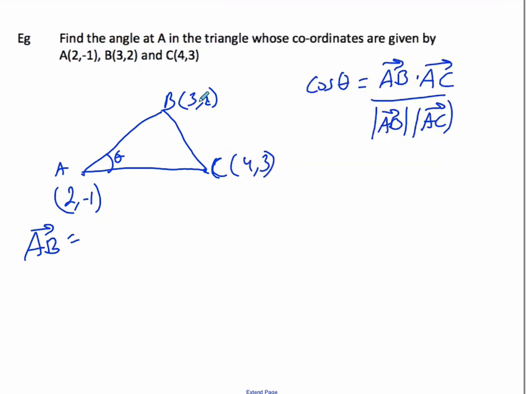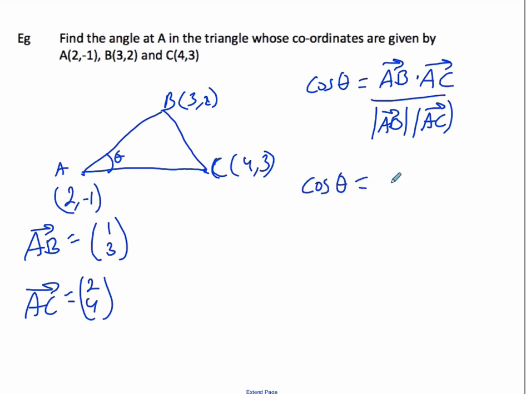AB is head minus tail, so B minus A. And remember the x values first, so 3 minus 2 is 1. And 2 minus negative 1 is 3. And then AC is 4 minus 2 is 2, 3 minus negative 1 is 4. Okay, so then let's plug that into the formula over here.